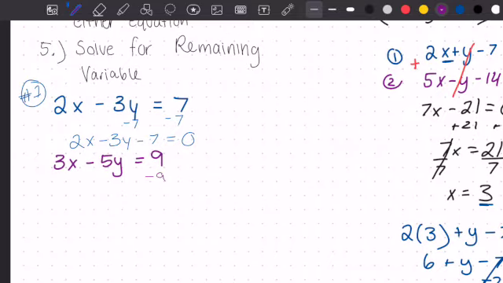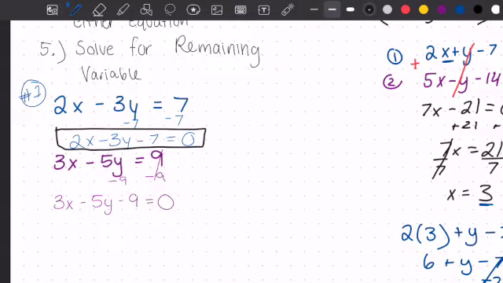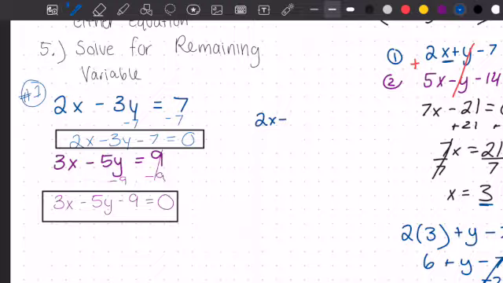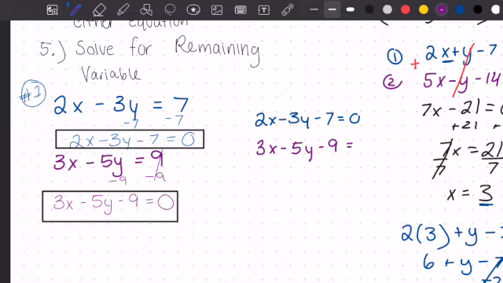Okay, rearranging my second one, minus 9 from both sides, and I'm left with 3x minus 5y minus 9 equals 0. These are my equations in standard form. These are the equations I want to use now for elimination. So if I write these one on top of the other here, I'm going to have 2x minus 3y minus 7 equals 0. And then right below it, I'm going to have 3x minus 5y minus 9 equals 0.